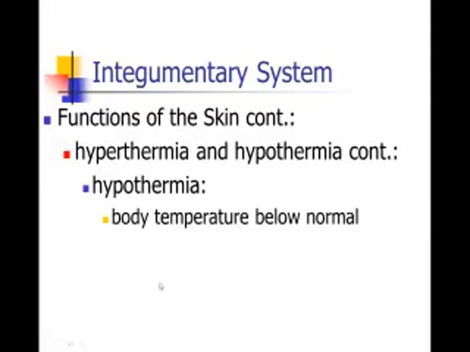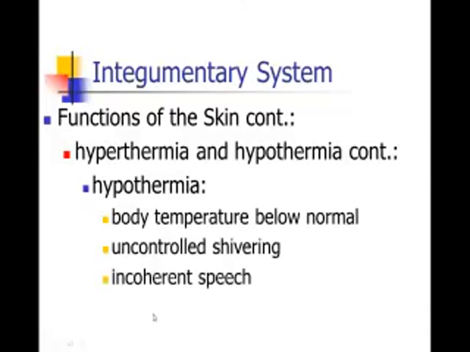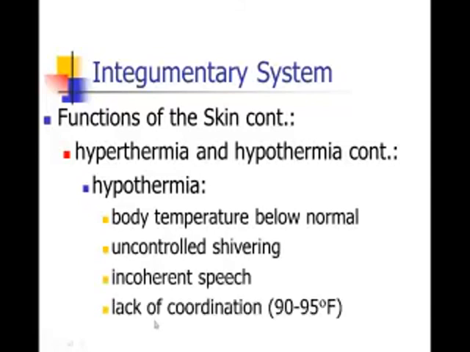Hypothermia is going to be a body temperature below normal, and depending on how much below normal, there are a number of responses. One is that you can have uncontrolled shivering. Your speech becomes incoherent. And if your body temperature drops to between 90 and 95 degrees Fahrenheit, you lose coordination. That, when I have the right units, that's good.